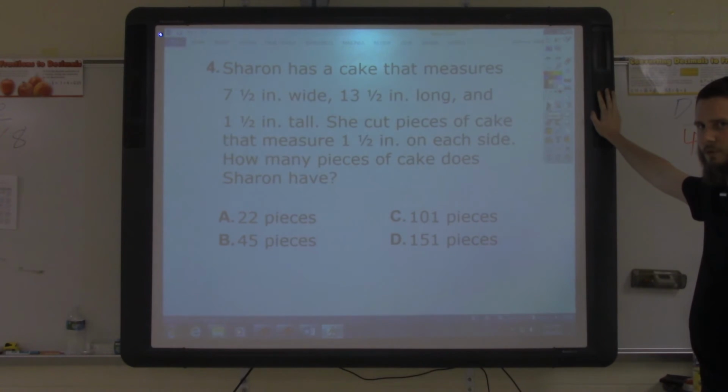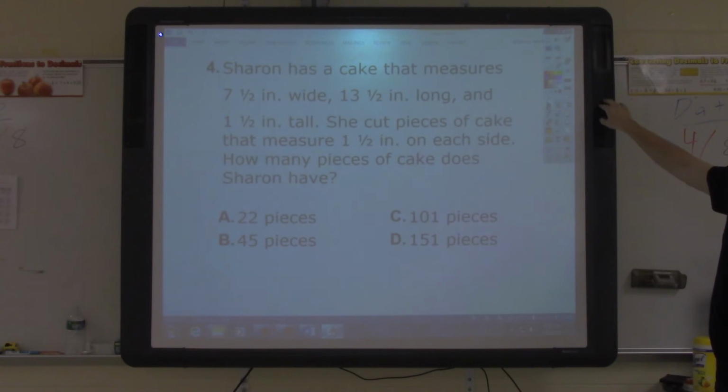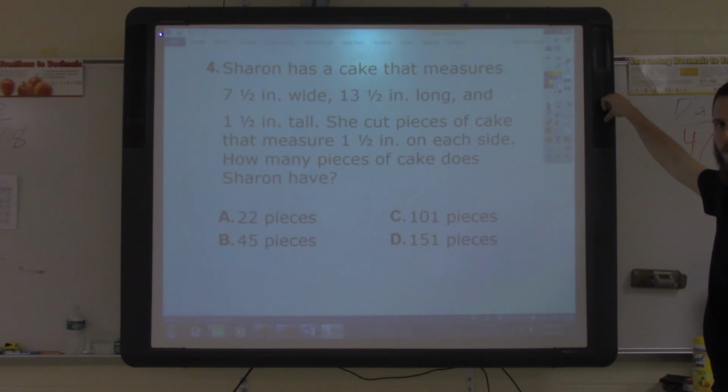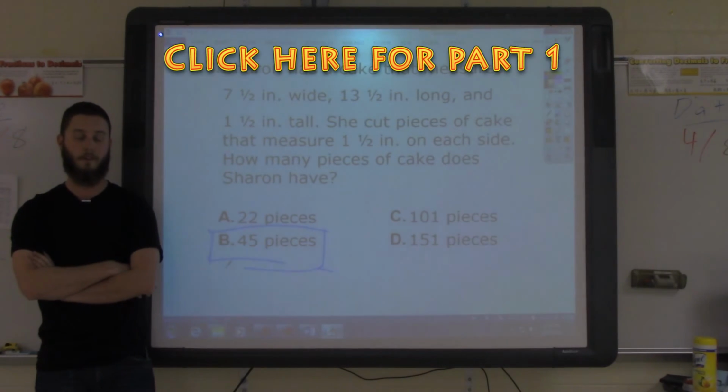All right, last question I'm going over with you. Sharon has a cake that measures 7.5 inches wide, 13 inches long, and 1.5 inches tall. She cut pieces of the cake that measure 1 1/2 inches on each side. How many pieces of cake does Sharon have? I'll count to 3, pause the video, solve it. 1, 2, 3. And that's all there is to it.